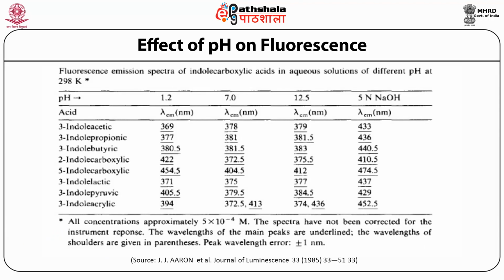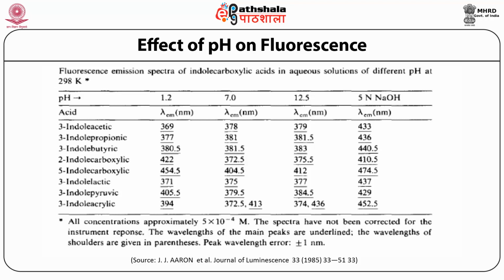This is again an example of effect of pH of solution on emission spectra. So this is an example of indole acetic acid in aqueous solution. 3-indole acetic acid shows emission wavelength at 369, 378, 379 and 433 at pH of 1.2, 7, 12.5 and 5 normal NaOH. You can see the shift of wavelength from 369 to 433 with change in pH.